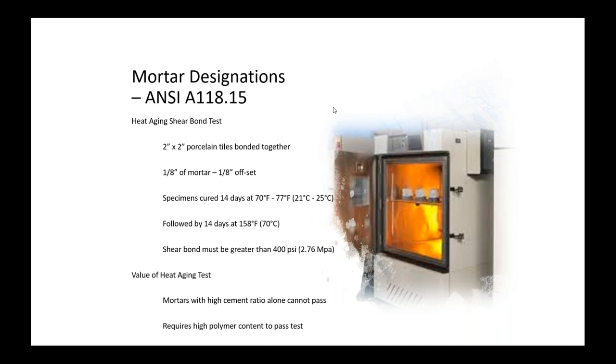So the interesting thing about the heat aging test is you can't just increase the quality of a mortar by adding more cement to it. That alone will not make it perform well in this much variable thermal expansion, contraction, and change. It requires a high polymer content as well in order to just pass the test.